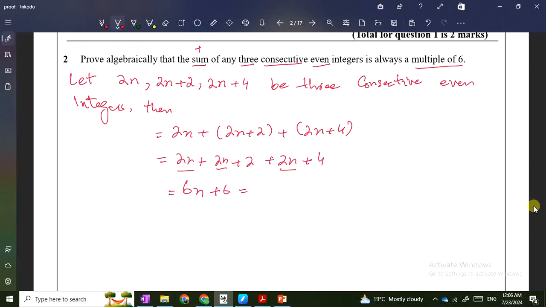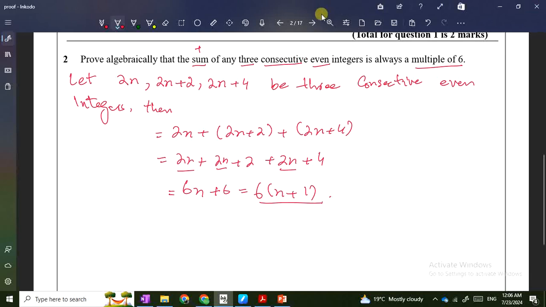So it will be 6. It is 6n plus 6. If you take 6 out, it will be 6 times n plus 1. So you can see it is a multiple of 6. So hence proved, if we add 3 consecutive even integers, that sum should be a multiple of 6.